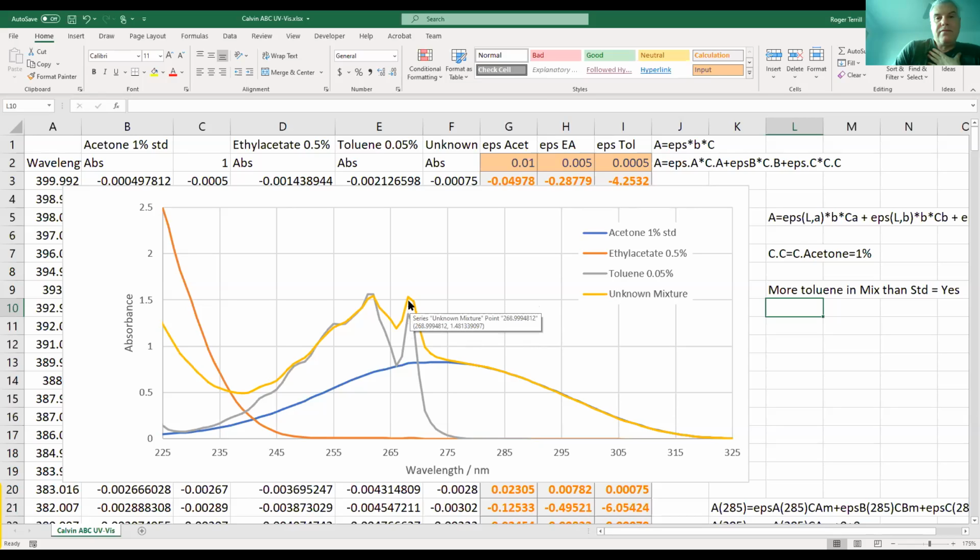Yes. Would it be whatever absorbance acetone has at the exact wavelength? Okay. So this is 0.82 here. Should I use 0.82 there? Not sure. I don't know.